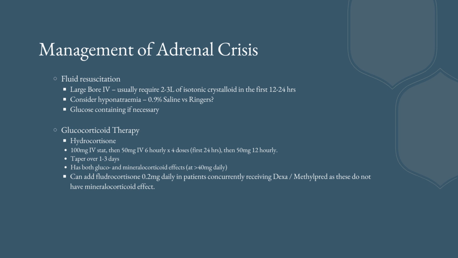0.2 is what's recommended on UpToDate, and that's for patients who are receiving dexamethasone or methylprednisolone for their other underlying conditions. Let's say we've got a patient who's got a primary pulmonary hemorrhage syndrome and they're being pulsed with methylpred, but you think they're having the acute adrenal crisis on the side. In order to cover for the mineralocorticoid requirements, fludrocortisone can be added. But usually this is occurring on consultation with endocrine specialists.